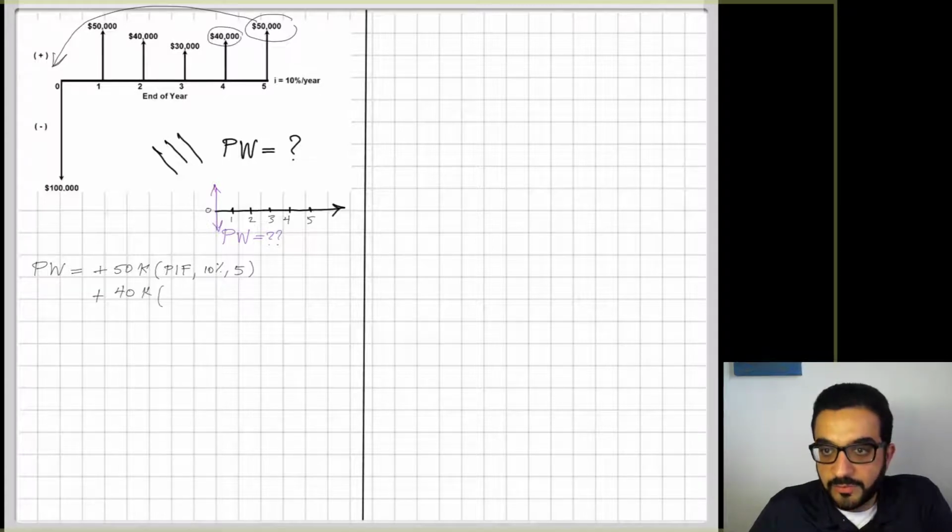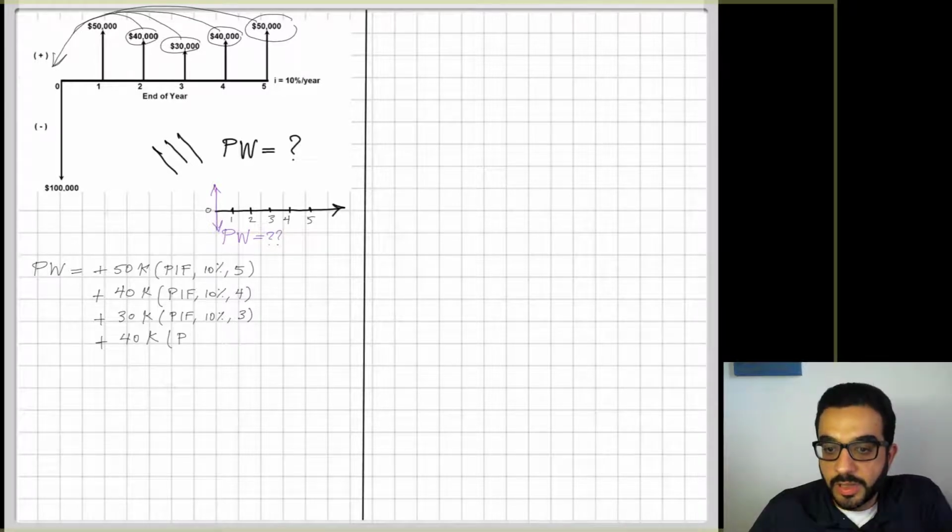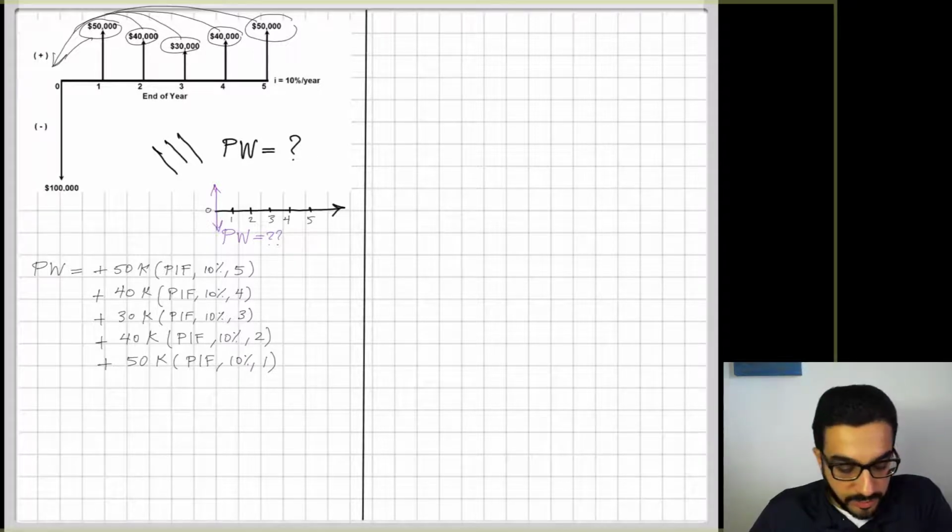I will do the same for 40,000. It's the same factor P given F, but a different year, number of years 4. And I will keep doing the same for all other cash flows until here, 50k, P given F times 10% and 1. And the last one, don't forget it, which is the capital improvement or investment.